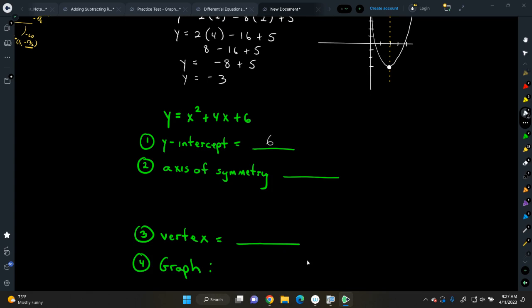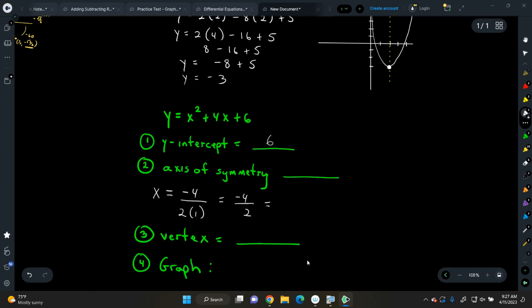Tori, what do I do to find the axis of symmetry? Good. So x equals -4 over 2 times 1, which gives me -4 over 2, which is -2. So my axis of symmetry should be x equals -2. I will take points off if you forget to do x equals. Okay.